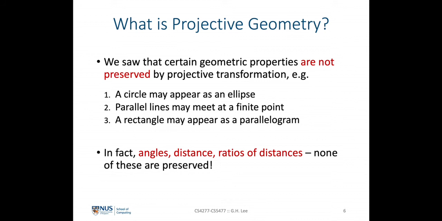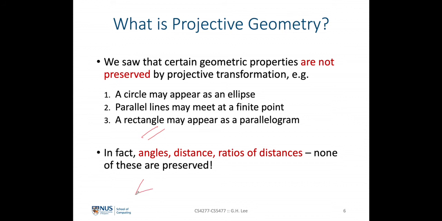In fact, if we take a closer look at the images, or a closer look at the world through our eyes, it's not difficult to realize that the angles, the distance, and the ratio of distances are all not preserved. For example, in this case here, I have two parallel lines in the scene. These are supposed to not form any angle at all, but when it's projected onto the image, you can see that this is what is going to happen.